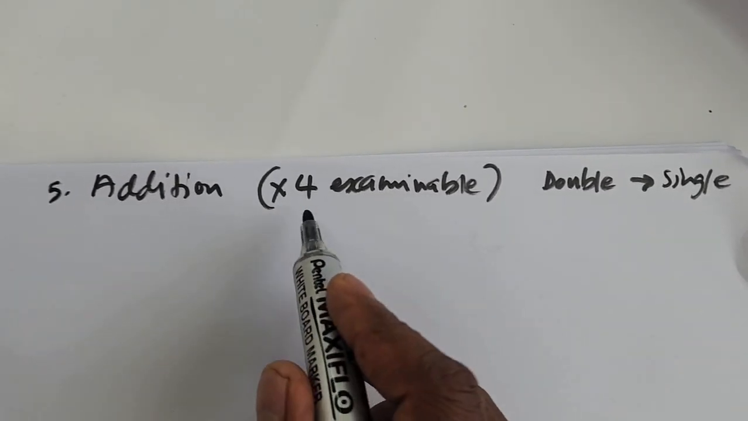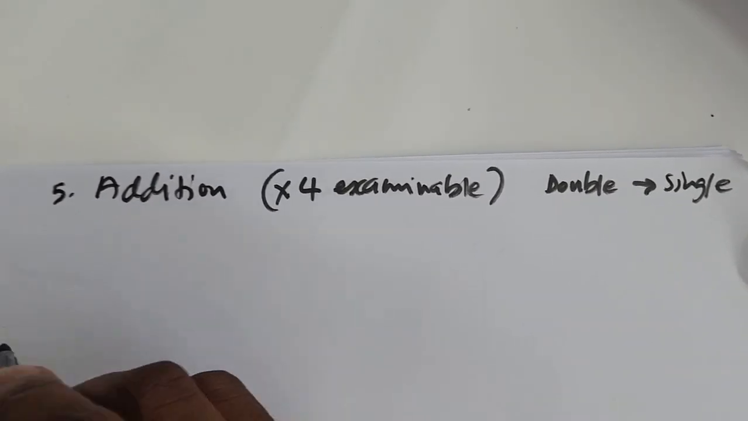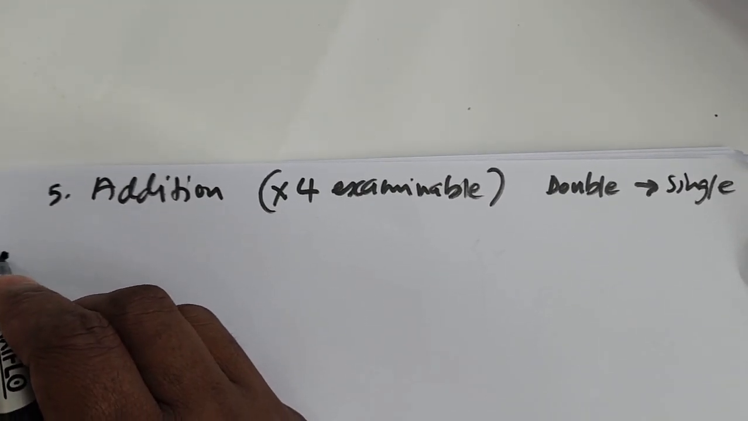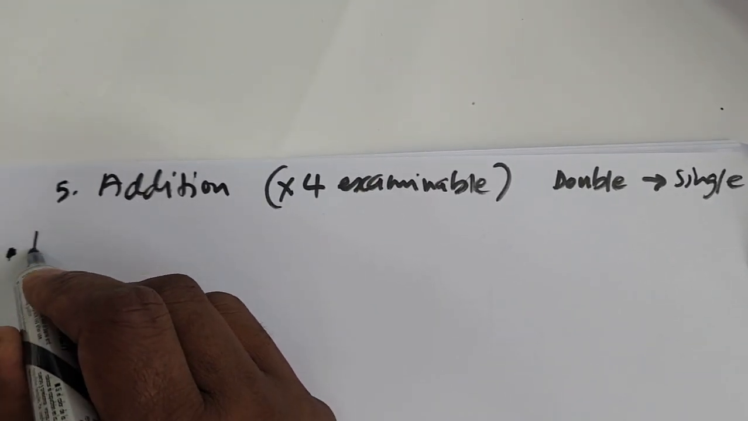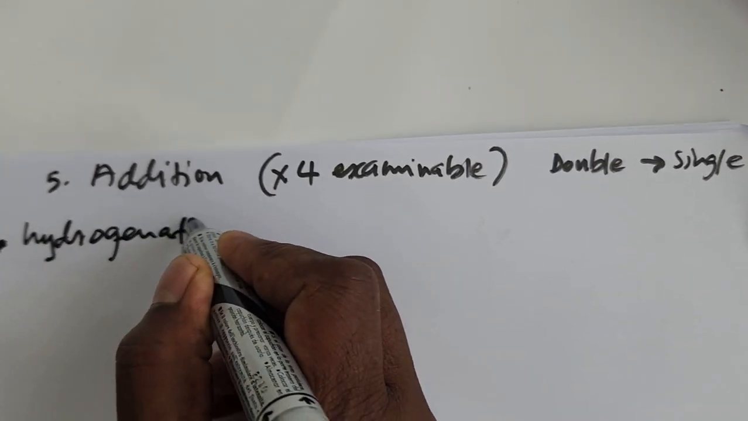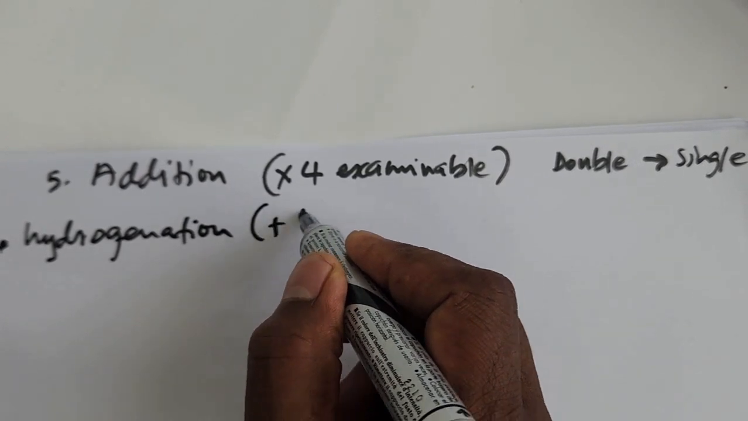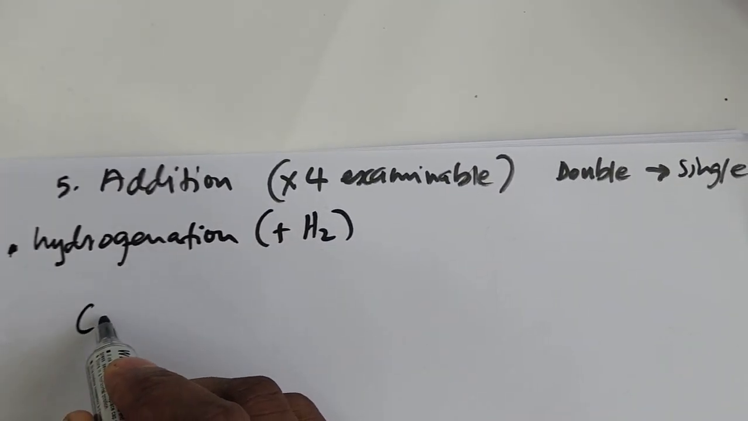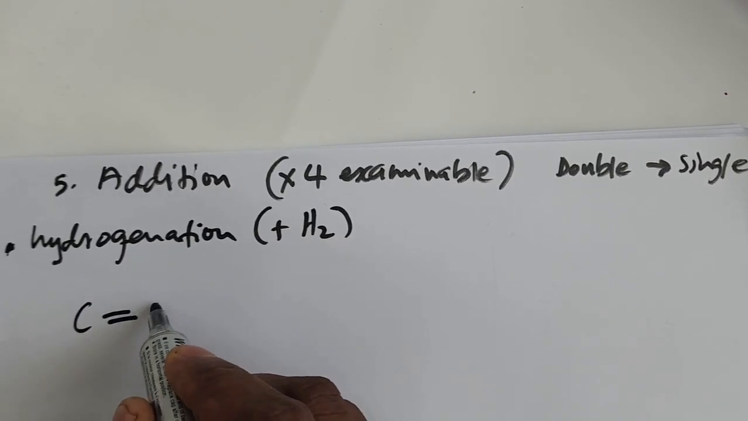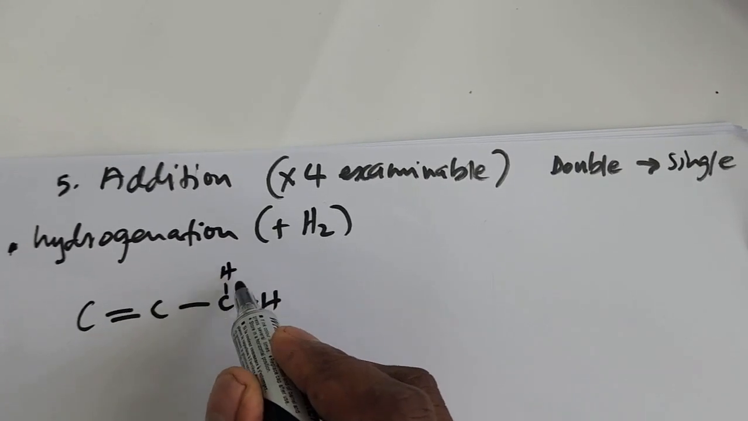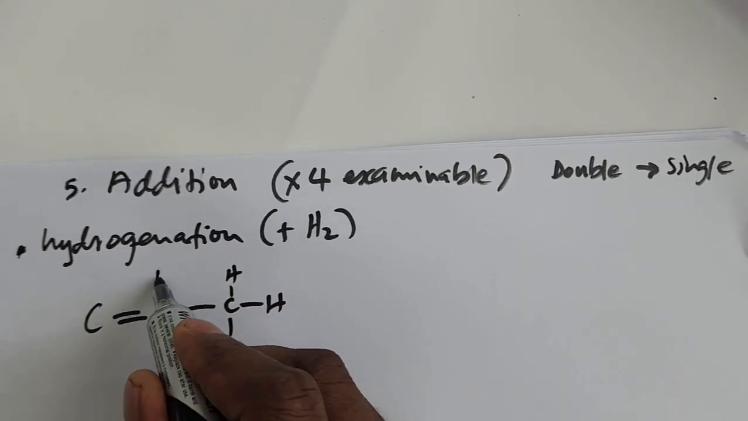Now we've got 4 types of addition reaction. We'll start with the 2 most important ones. The first one being the hydrogenation. Hydrogenation means that now we are adding hydrogen. In this case, we have, let's say, an alkene like propene. I say the word prop in these reactions is very, very important.